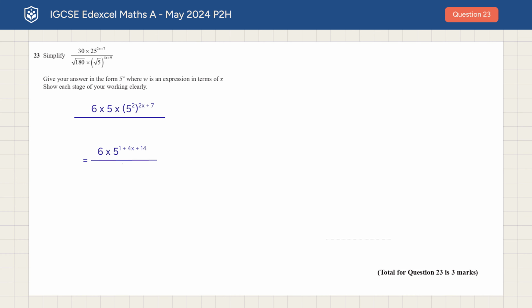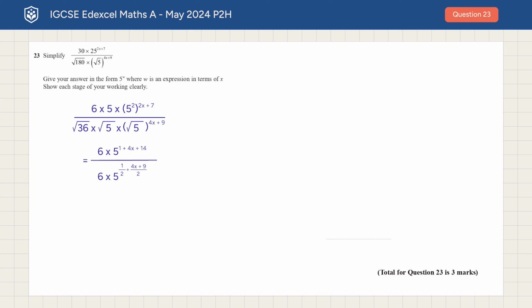Now for the denominator, we have the square root of 180 times the square root of 5 to the power of 4x plus 9. Let's simplify the square root of 180 first. We can split 180 into 36 times 5. The square root of 36 is 6, so this becomes 6 square root of 5. In index form, that's 6 times 5 to the power of a half.